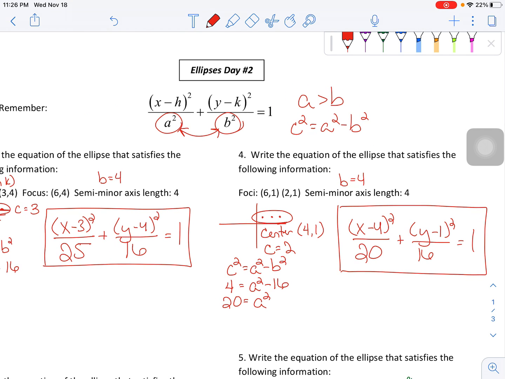All right. That takes care of ellipses day 2. If you have any questions or concerns about where any of these equations came from, why I did what I did, please send me any messages or concerns in either Canvas or an email.